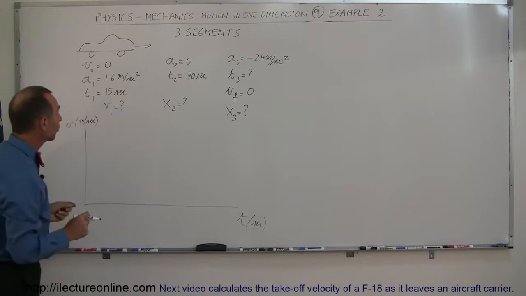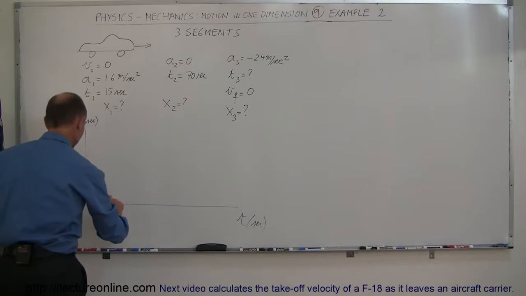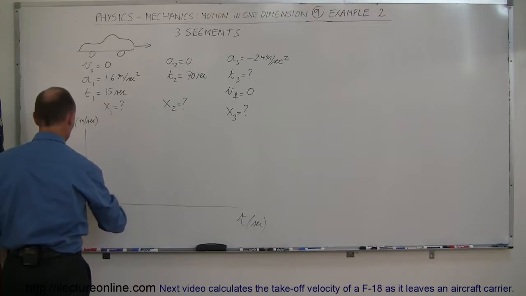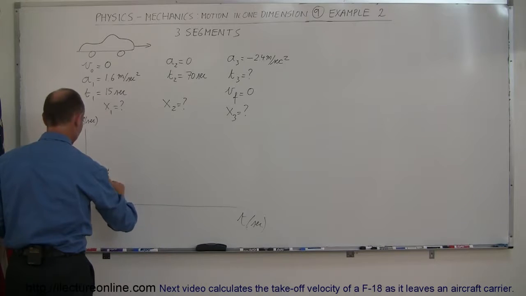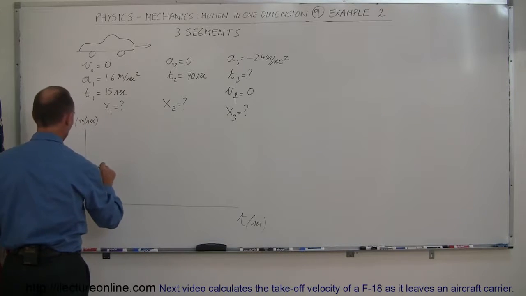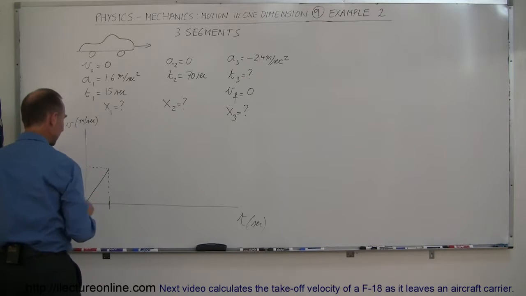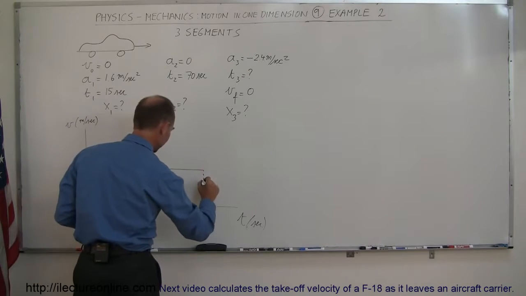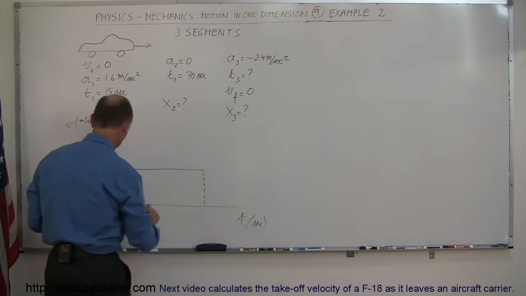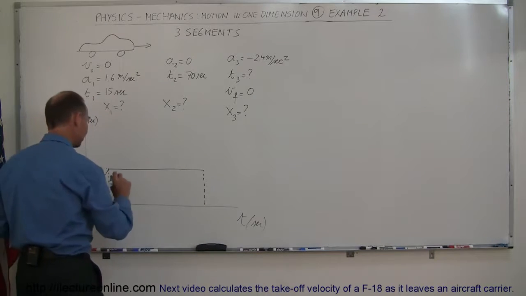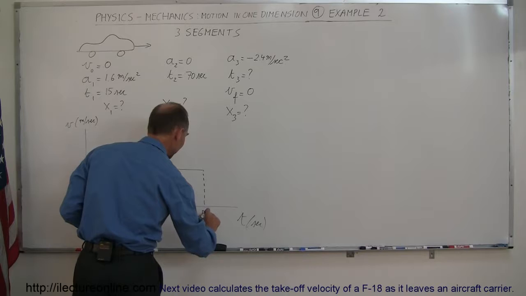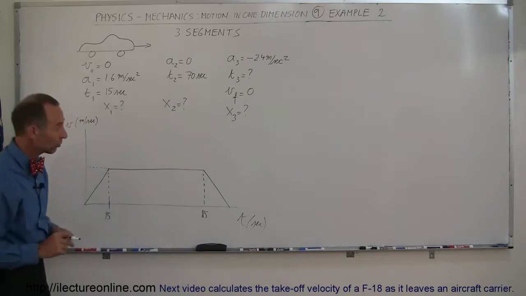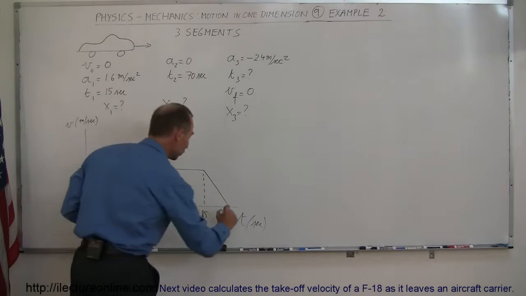Now, notice in the first 15 seconds, it accelerates at a constant acceleration, 1.6 meters per second squared, so it will reach a certain velocity. Then it stays at that speed for the next 70 seconds. So this is 15 seconds, and 70 plus 15 is 85. And then it slows down rather rapidly at minus 2.4 meters per second squared for an unknown number of seconds.